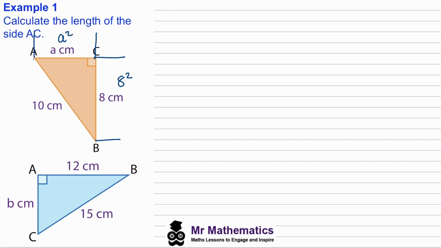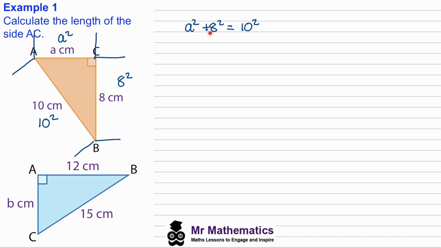And these two areas will have a total of the area on the side A to B, which will be 10 squared. So we can write this as A squared, this area, plus the 8 squared, which is this area, will have a total of 10 squared, which is the area on the side of a hypotenuse. Do you remember that the hypotenuse is the side which is opposite the right angle? This is always the longest length.